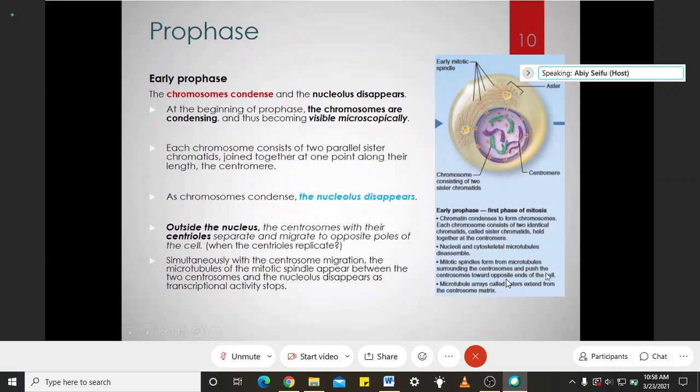Another event that occurs during the early prophase is that the mitotic spindles will form, and the centrioles start to migrate to the opposite poles of the nucleus. These are the spindle fibers. They elongate, as you can see, and the centrioles migrate towards the opposite poles. So these are the major events that occur during the early prophase.